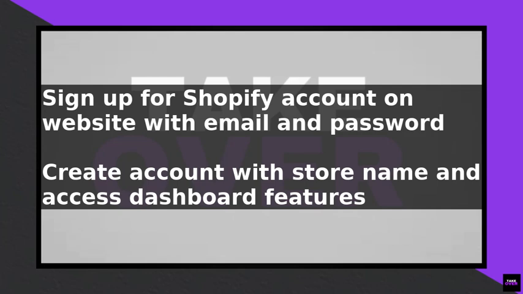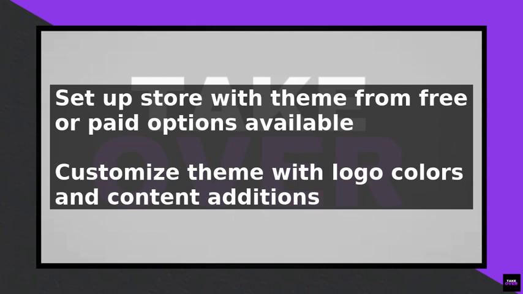Next, you need to set up your store by adding a theme. Shopify offers a wide range of free and paid themes that you can choose from. To add a theme, click on the Online Store tab and then click on Themes. Browse through the theme store and select a theme that suits your business needs. You can customize the theme by adding your logo, changing colors, and adding content.